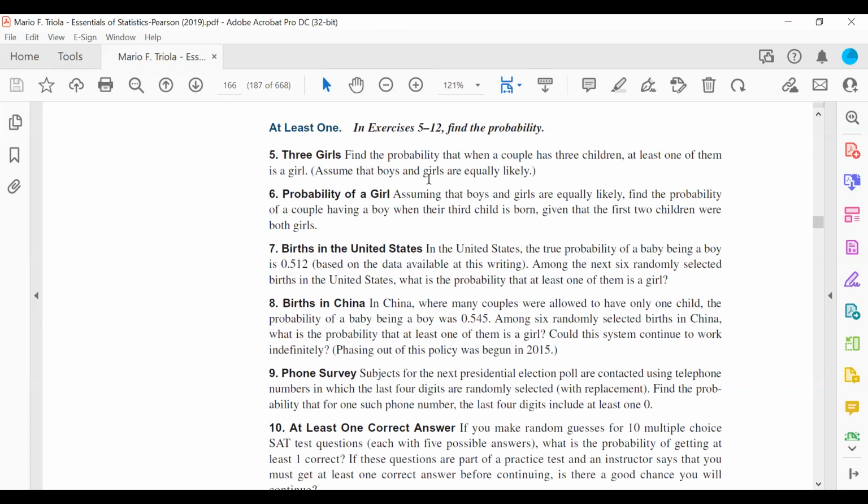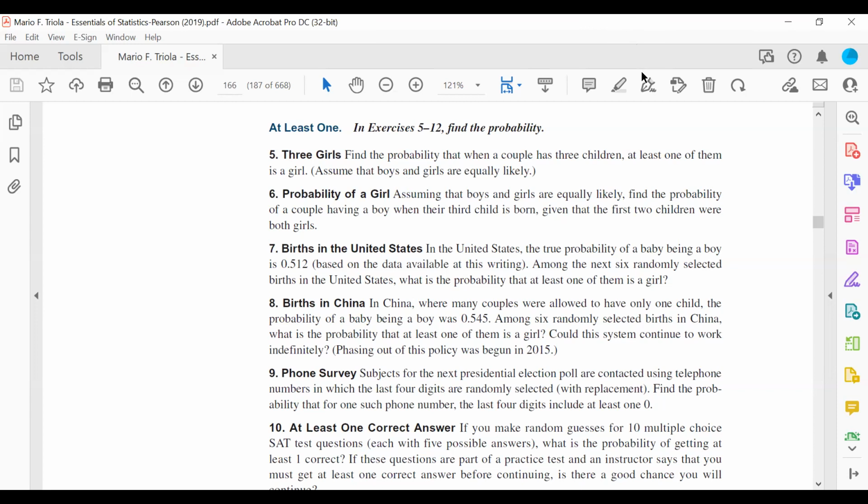Boy is equal to 0.512. Right, and so we'll have to figure out what the other probability is. If we know boy is 0.512, I need to figure out its complement. So you always want to figure out the complement of whatever item they're giving you. We'll figure that out in a little bit.